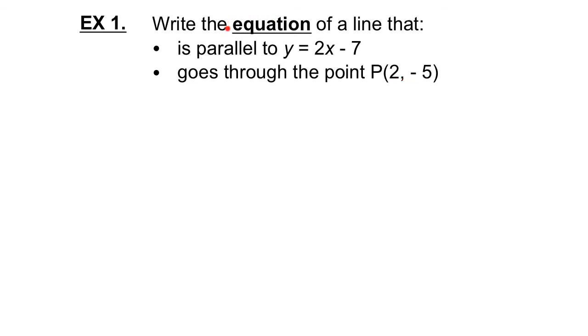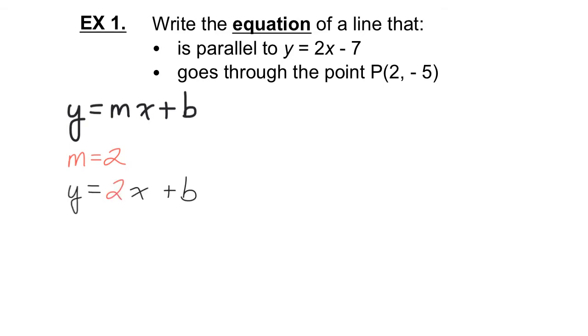So remember, we want an equation. So as soon as you see equation for a line, you need to think y equals mx plus b. And we need to figure out what m is and what b is. So let's start with m. M is the slope. Well, our line is parallel to this line. Parallel means it has the same slope. So what's the slope of this line? It's 2. So the slope of our line is also 2 because they're parallel. They have the same slope. So we know m is 2.